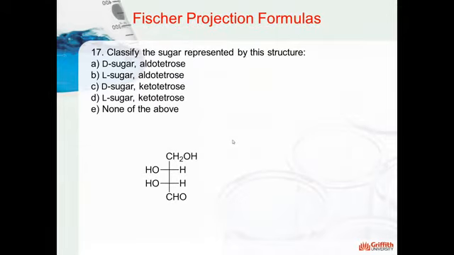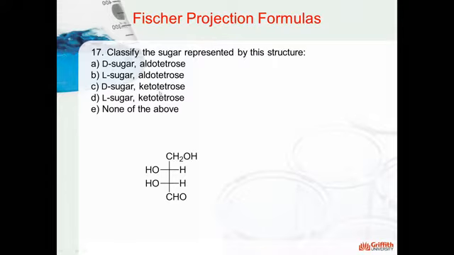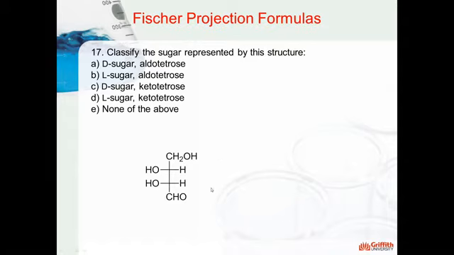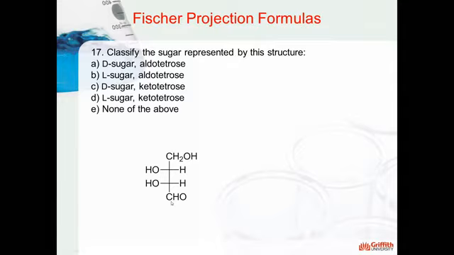So an example of that is in your practice end of semester exam paper. You were given this structure here, and you're asked to classify that as either a D or L sugar, and whether it's an aldotetrose or a ketotetrose. For these Fischer projections, what we want is either the aldehyde or the ketone as high up to the top of the molecule as we can. If we look at this one here, you can see that the aldehyde group is towards the bottom.